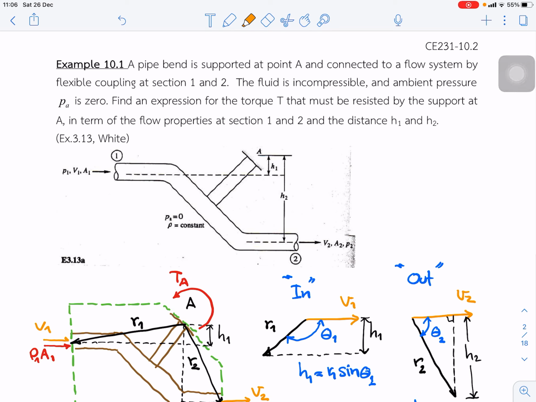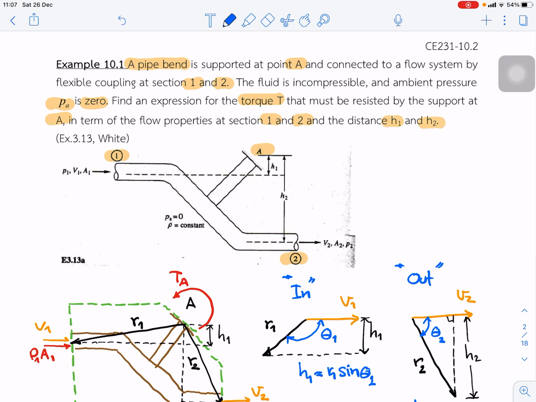First example, the pipe bend is supported at point A and connected to the flow system by flexible coupling at sections 1 and 2. The fluid is incompressible and ambient pressure PA is 0. Find an expression for the torque that must be resisted by the support at point A, in terms of the flow properties at sections 1 and 2, and distances h1, h2.